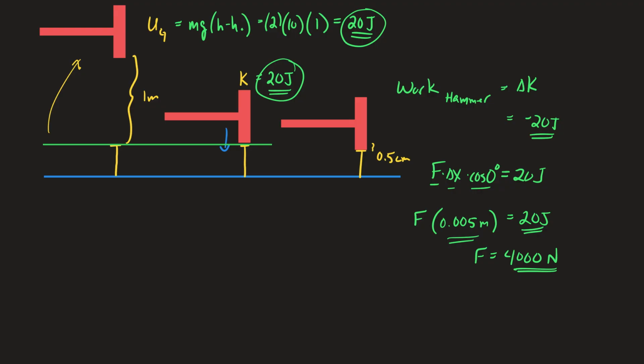Oh, sorry, go ahead. I did it a little differently. I did the work, and then I just divided it by the distance that the object traveled. I still got 4,000. This is the work, the 20 joules of work.